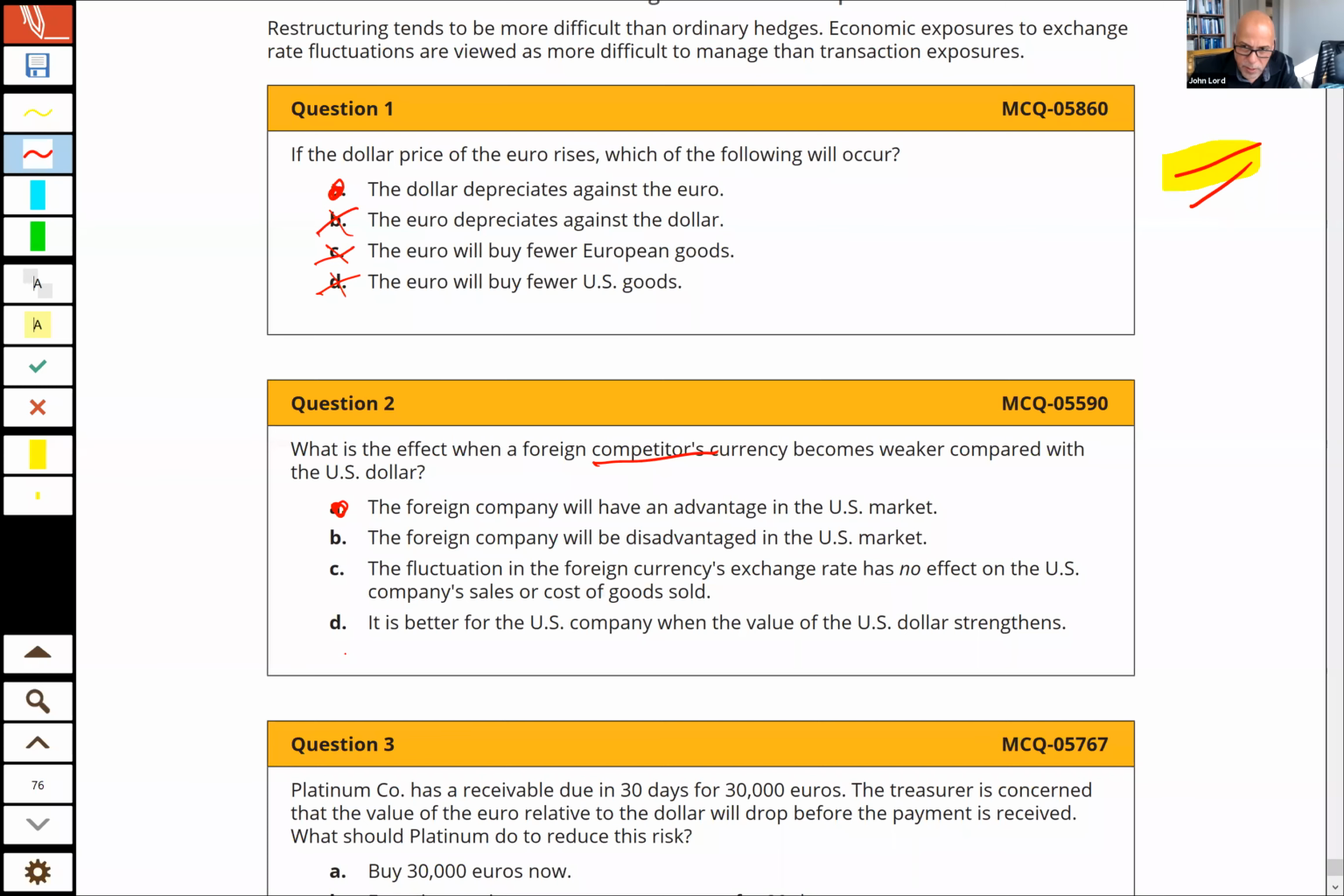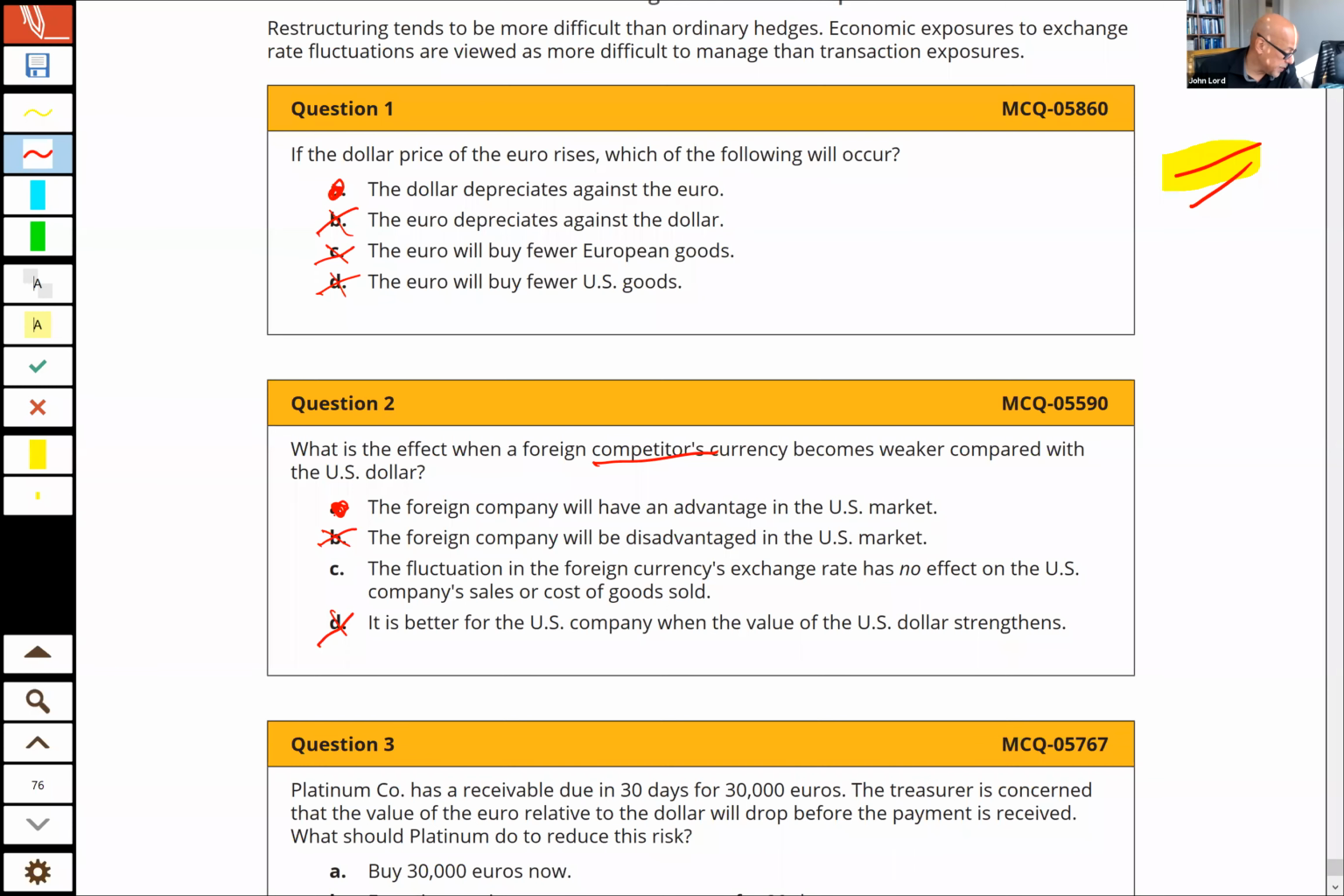Are those the same answer? No. If they're competitors and the foreign company is at a disadvantage and the US company is at an advantage, that's the same answer. So you start to look at that and you start saying, okay, it doesn't look like it's better for the US company and it doesn't look like the foreign company is at a disadvantage. The foreign company is at an advantage because what?